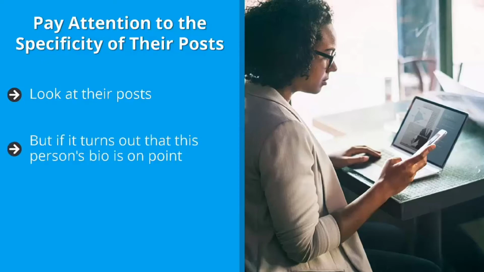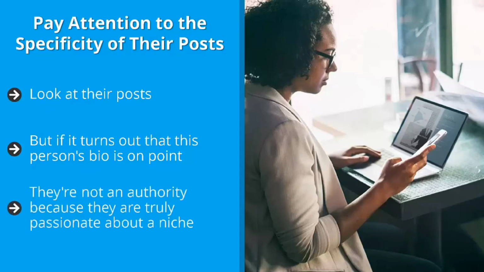But if it turns out that this person's bio is on point, has more followers than the accounts that he or she is following, and has a high engagement level, but this person focuses on generalized content, this person may be a dud. In other words, this person is some sort of Twitter celebrity. This person is only an authority because of their personality and not much else. They're not an authority because they focus on a niche. They're not an authority because they are truly passionate about a niche. People only follow them because they think their personality is interesting. So, what you get is some sort of individual celebrity market. That's not what you're looking for. You're looking for a niche audience.